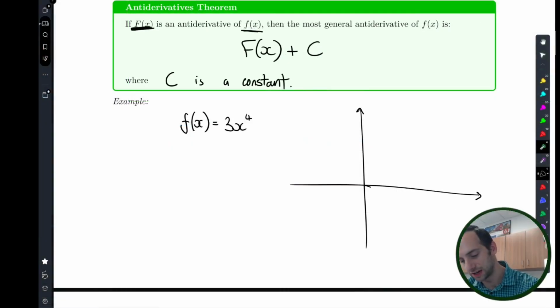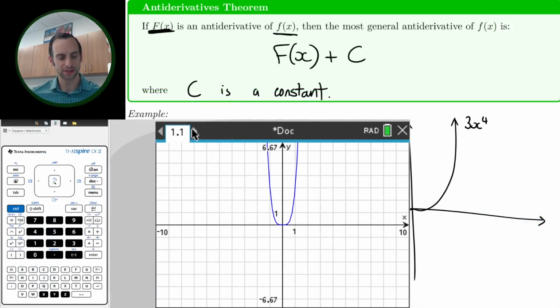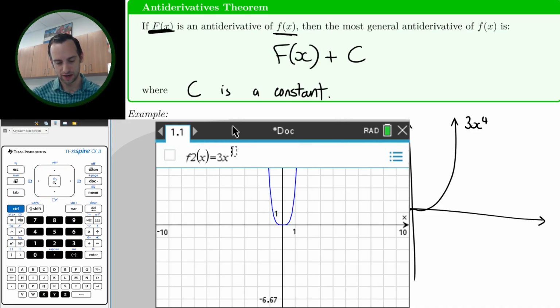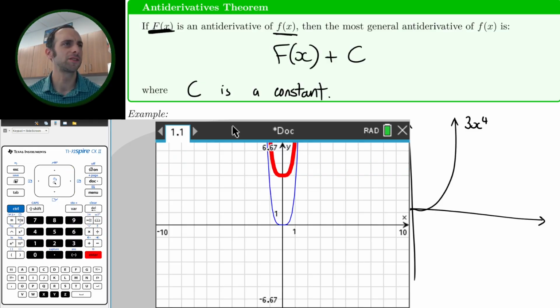So just sketching here, we're not trying to be super accurate. Okay, so this is 3x to the power 4, and if I go ahead and graph 3x to the power 4 plus that 4 from earlier, all that's going to do is move this function up vertically.